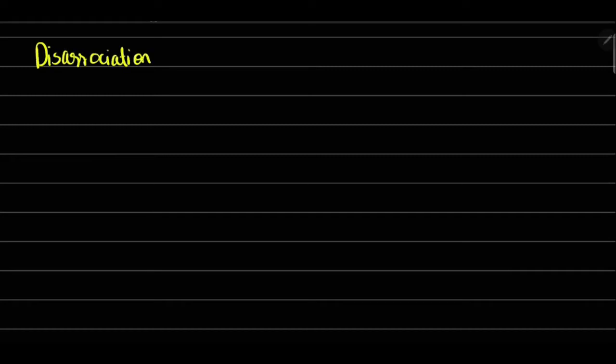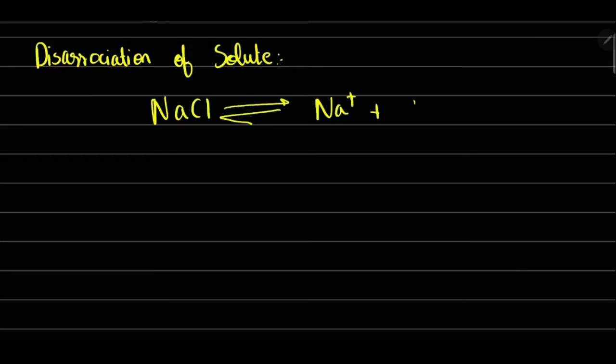Dissociation of solute. So in this, let us take a general reaction. For example, first let us take an example and then let us write it down in a more general form. So here an example of this is NaCl. If you take NaCl in a solvent, it will get dissociated into Na plus and Cl minus. So this is a dissociation reaction.